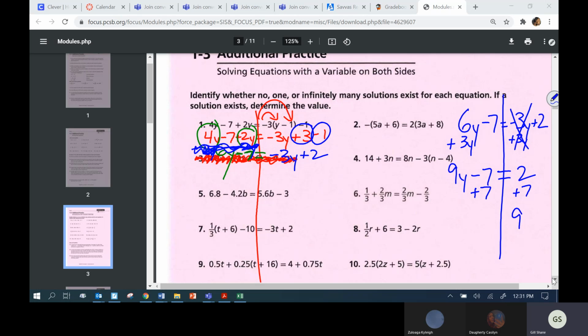So that would give me plus 7 on both sides. That goes away, and I get 9y equals 9. My last step is to divide by 9. So I get y equals 1. So that's an example of a pretty complex equation that you would have to solve.